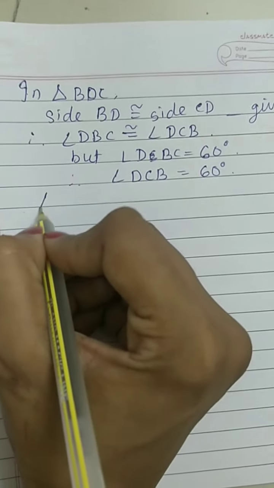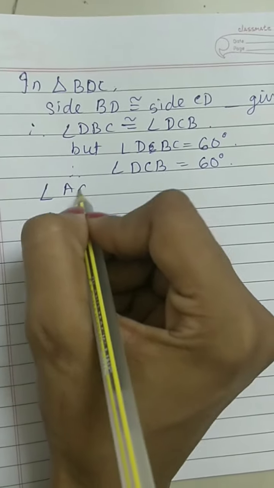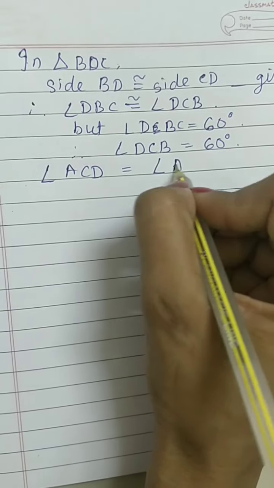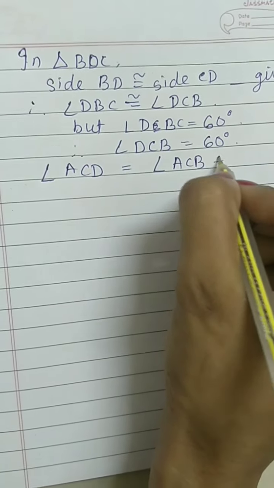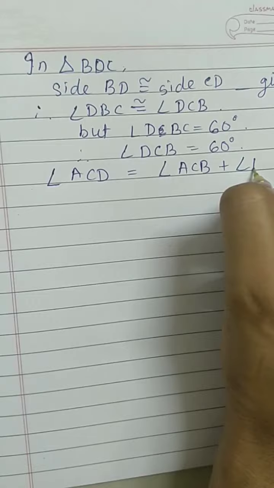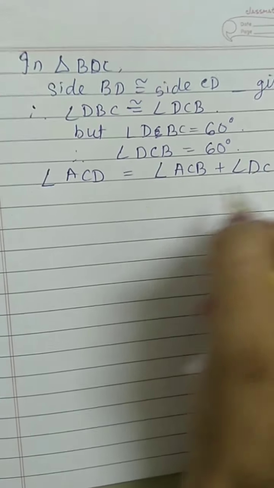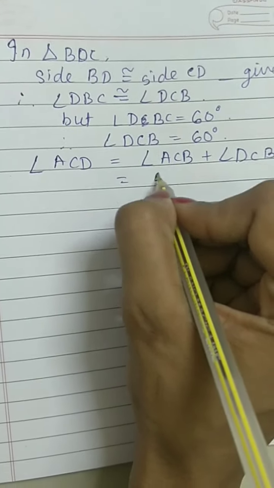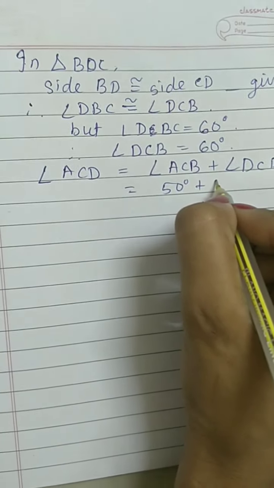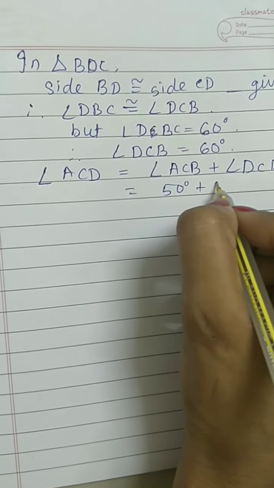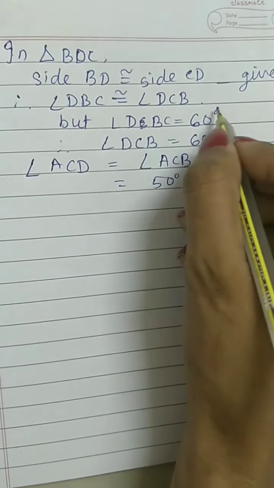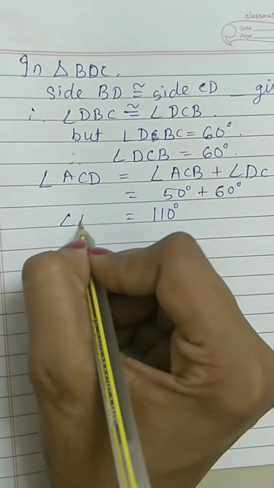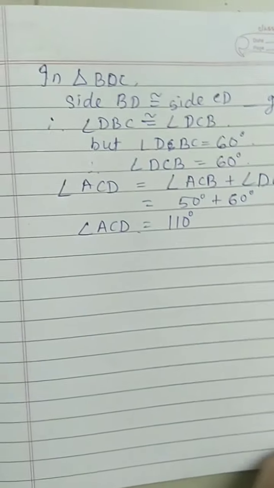So when we find out this angle ACD, it is going to be the sum of angle ACB plus angle DCB. This angle ACB is 50 degrees plus this angle DCB, that we have just found out is 60 degrees, and we get the total angle as 110 degrees. And that's it. I hope you have understood.